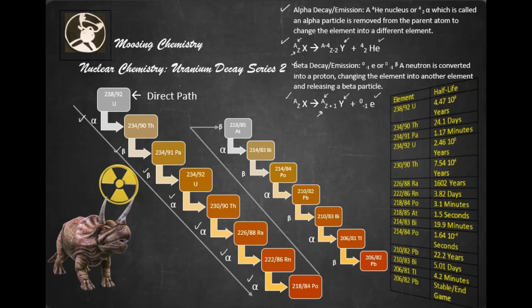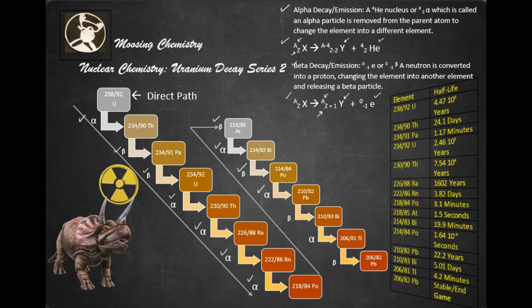All right, now, polonium undergoes beta decay and becomes the element astatine. Astatine undergoes alpha decay and becomes bismuth-214. Bismuth-214 undergoes beta decay and becomes polonium-214. Now, polonium-214 will then undergo alpha decay and become lead-210.